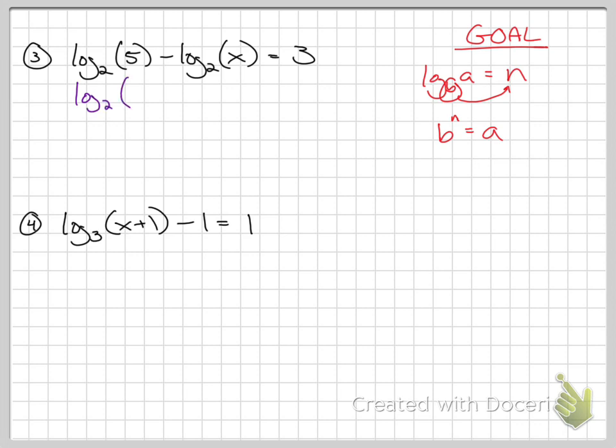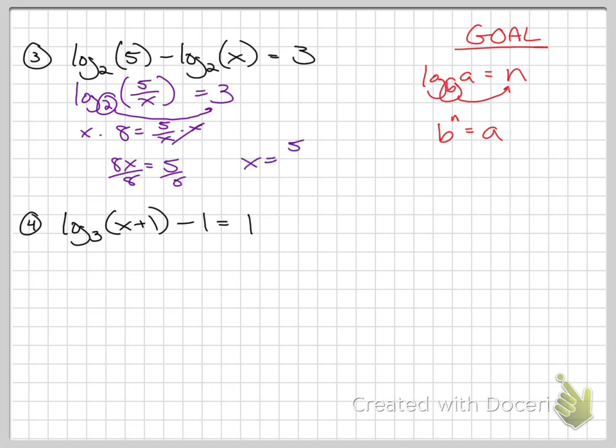Condense, I still have log base 2 written down. Subtraction for logs means divide: log base 2 of 5 over x equals 3. Now I have it to log base B of A equals n. Now I can change it to an exponent problem. 2 cubed is 8, and it equals 5 over x. Multiply both sides by x to get rid of the fraction, then divide to get x. X equals 5 over 8.